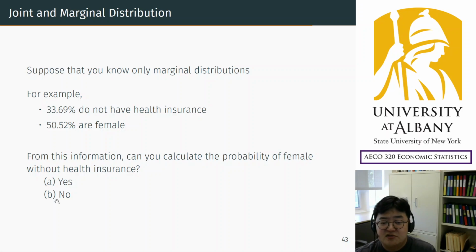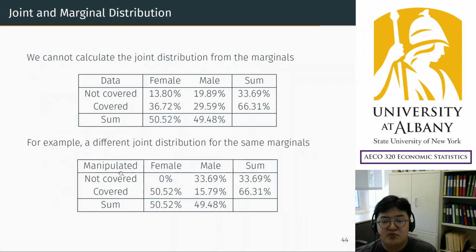Okay, the answer is no, because it's not fixed. So let's put it this way. Think about this. This was our true joint distribution from the data. So this was our original data. But I can manipulate the numbers and make up the same marginal distribution.